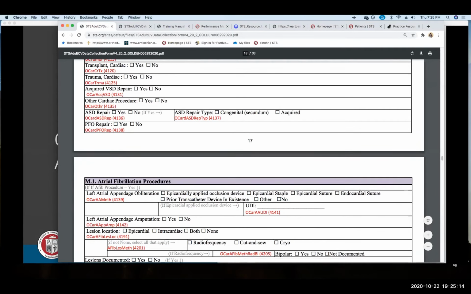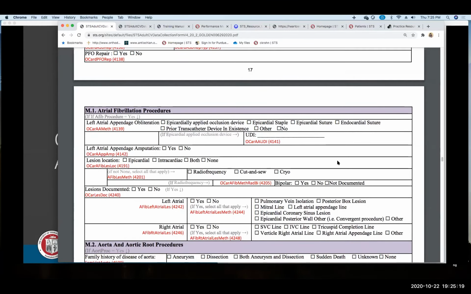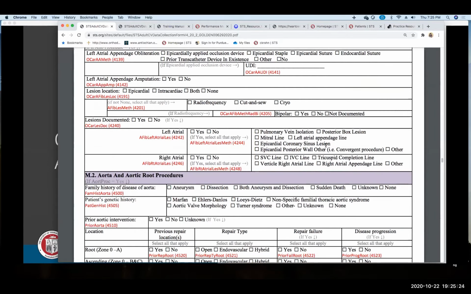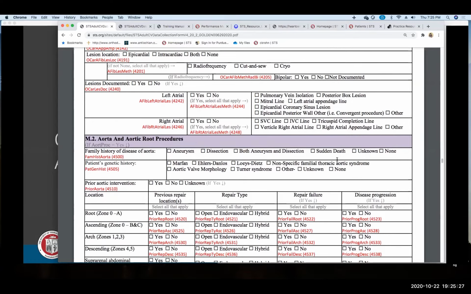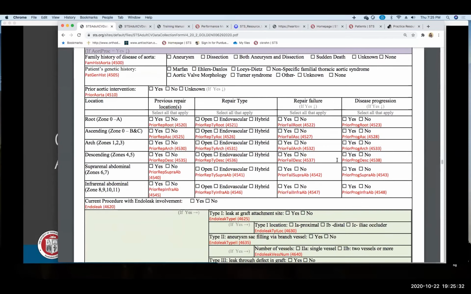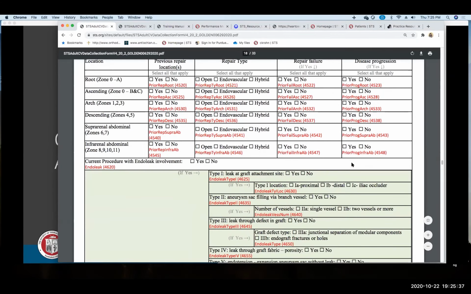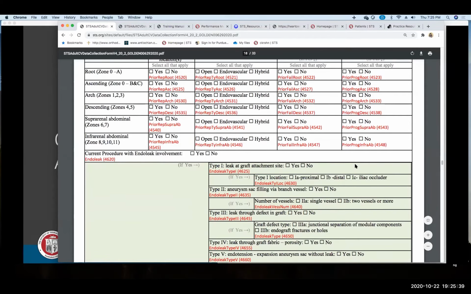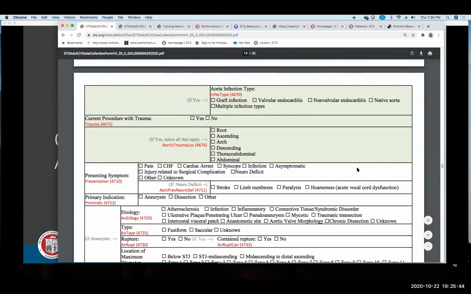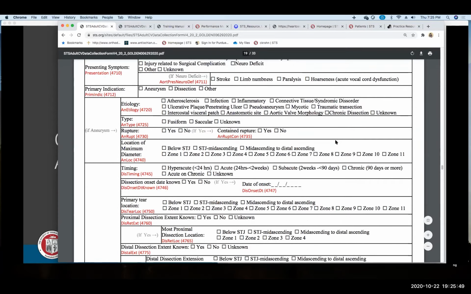And then we have our AFib section. We have the left atrial appendage obliteration, amputation, and if they did a Maze procedure, where those lesions were made. And then our aorta section is rather extensive. We get into a specific history of aorta patients related to familial history, and then we get into previous procedures and any types of endoleaks. And then we collect more granular data on aneurysms and dissections.